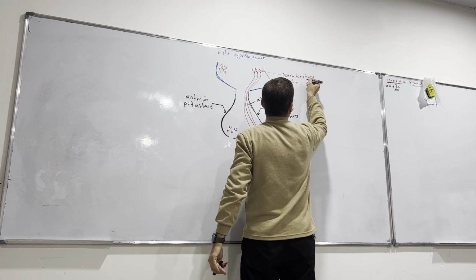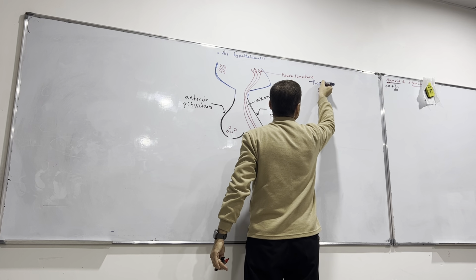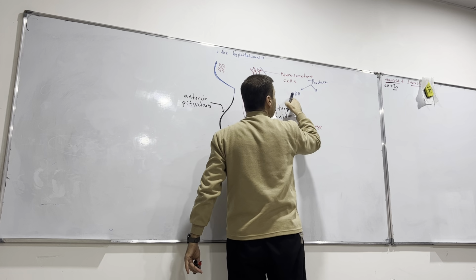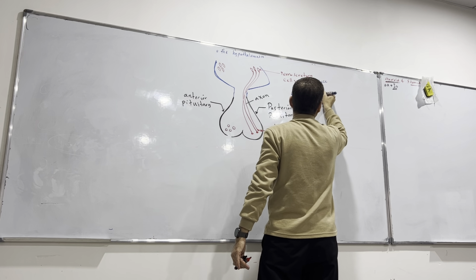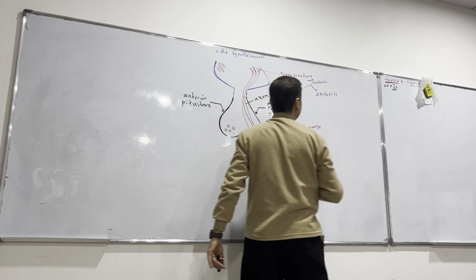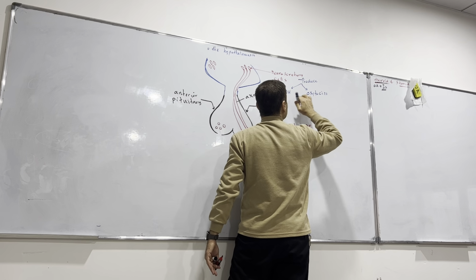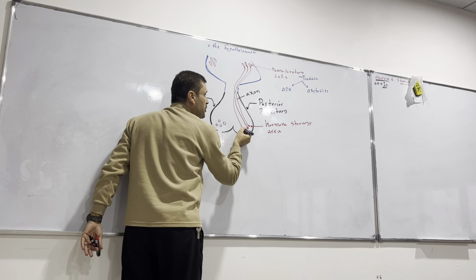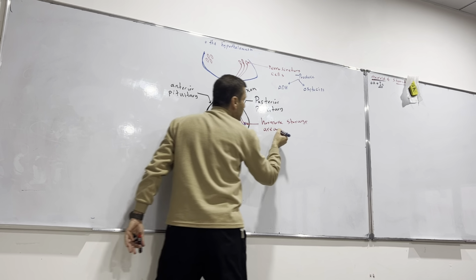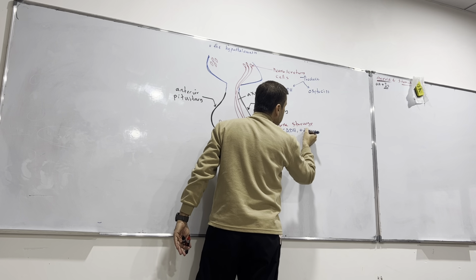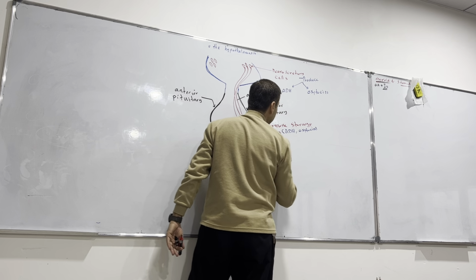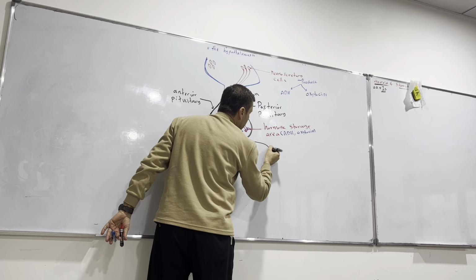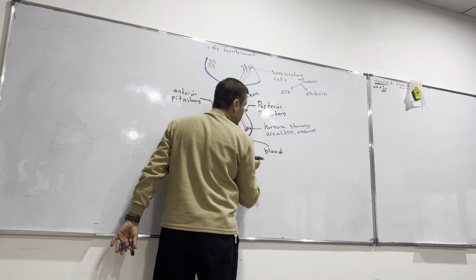The neurosecretory cells produce two hormones, which are ADH, antidiuretic hormone, and oxytocin. ADH and oxytocin are both transmitted by the axons to the posterior portion. Initially, they are stored in the storage area for both ADH and oxytocin. After they are stored, they are released into the blood.